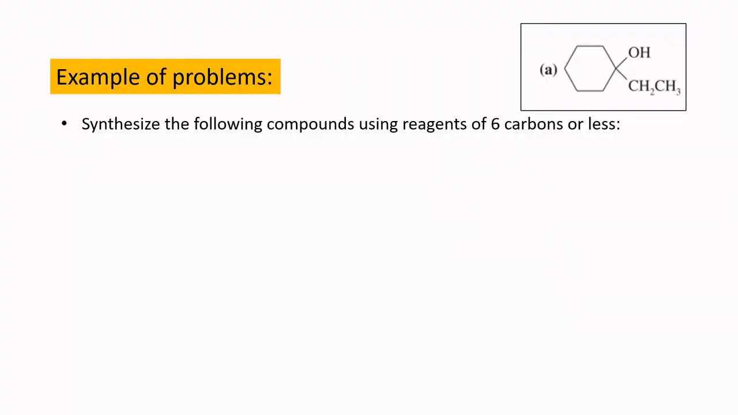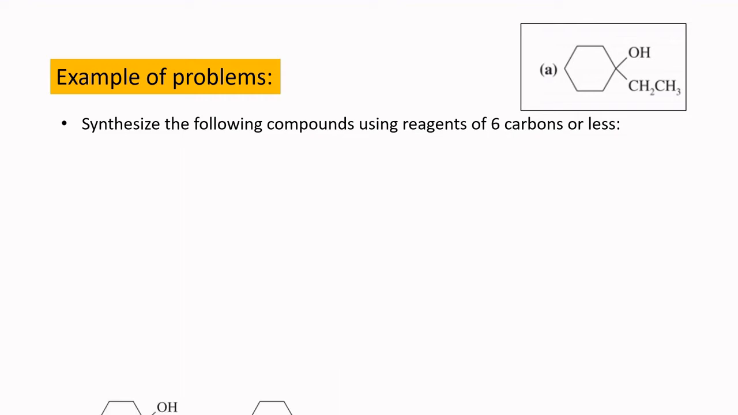Okay, next we will have some examples of how we can use the knowledge of this Learning Unit 2 in solving problems of organic synthesis. For example, if a question asks something like this: synthesize the following compounds using reagents of 6 carbons or less, meaning you are given this compound, but how are you going to use what you have learned in Learning Unit 2 in order to synthesize this compound?